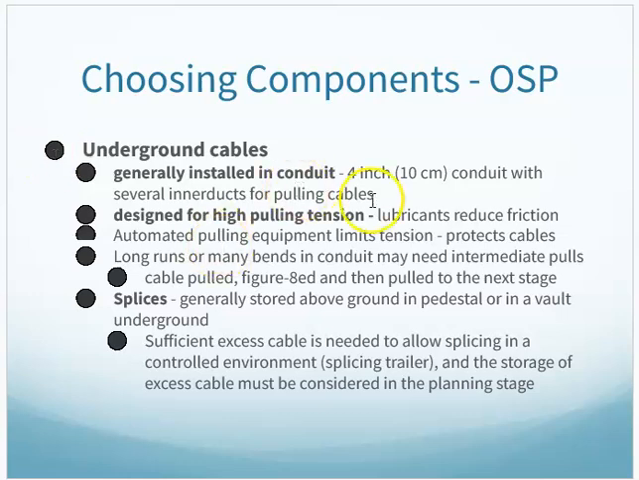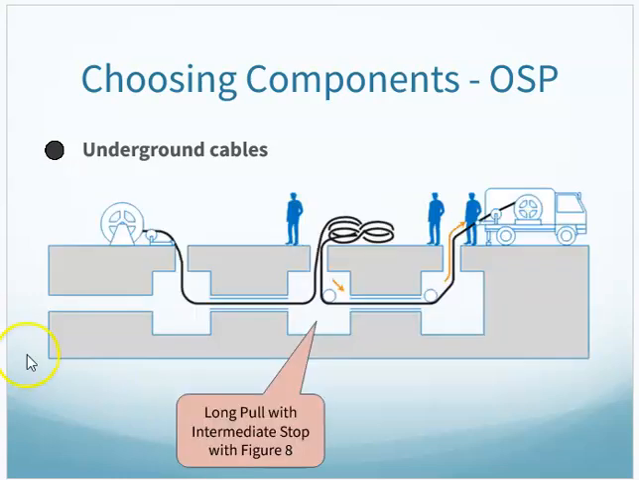Underground cable is generally installed in conduit. These are usually designed for high pulling tension to pull through the conduit. And then periodically, these cables are usually spliced together. You pull so far, splice together, pull another line so far, splice together, that sort of thing. So you need to have room to do that.